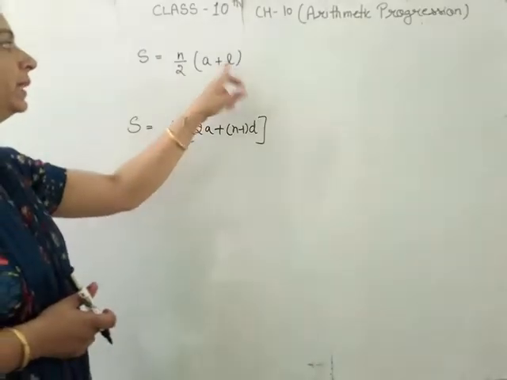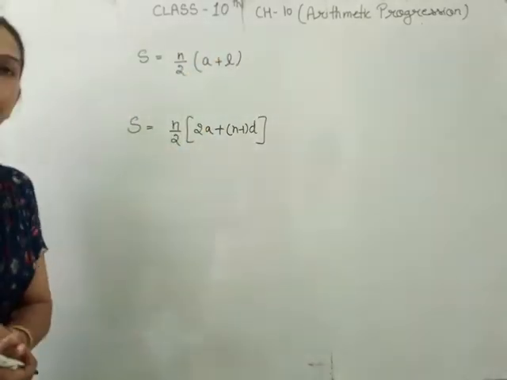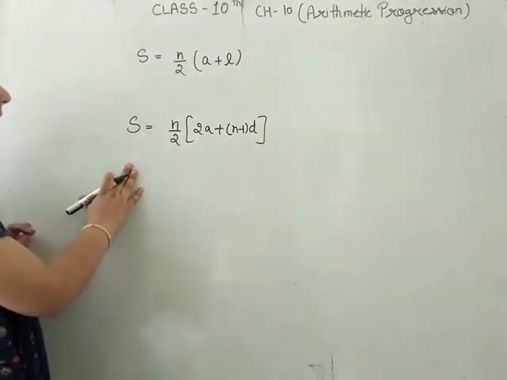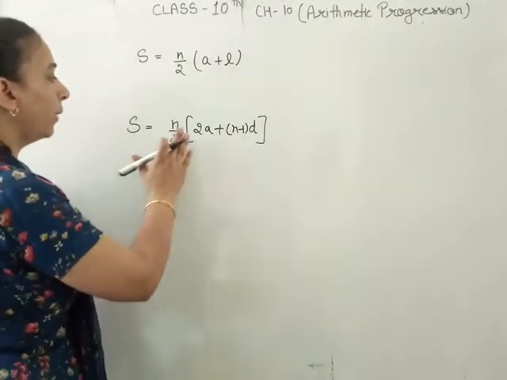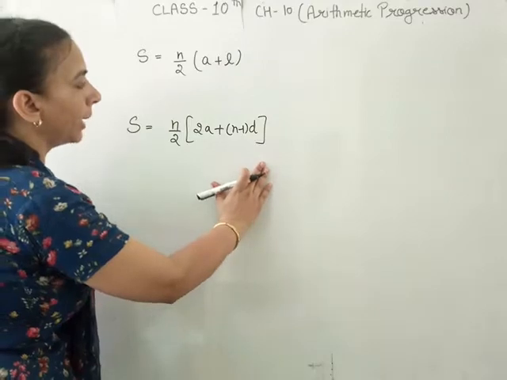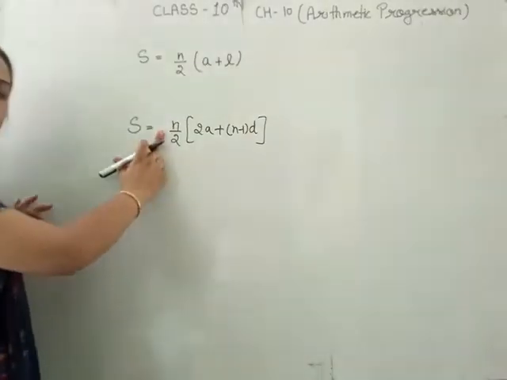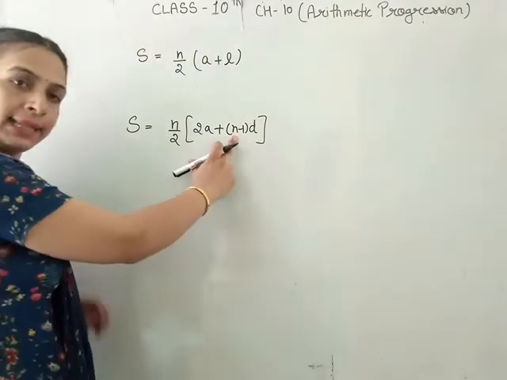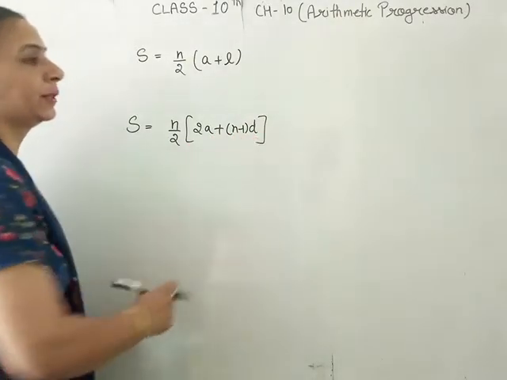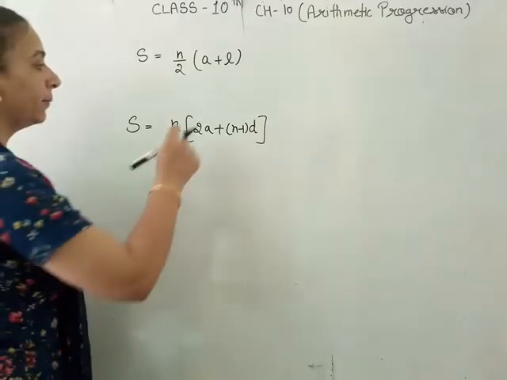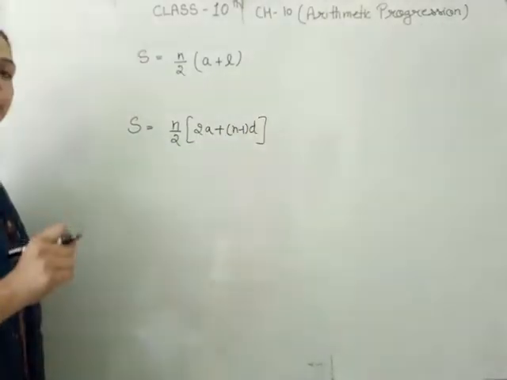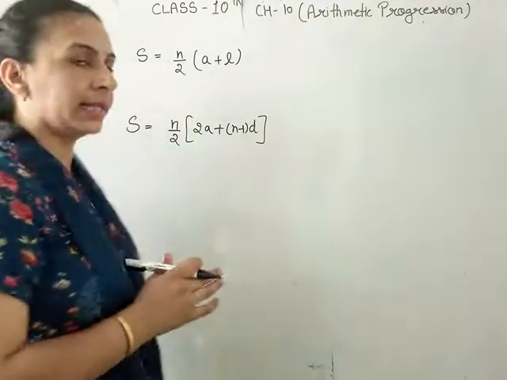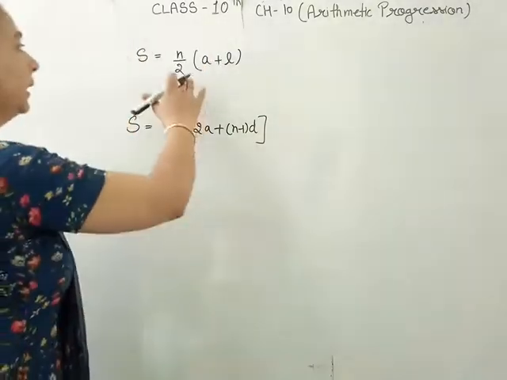If the last term is given, then we use this result. And this is the other result for the sum of n terms of an AP: S equals n by 2 into (2a plus (n minus 1)d), where n is the number of terms, a is the first term, and d is the common difference. Students, if the first term and common difference are given, then we use this result.